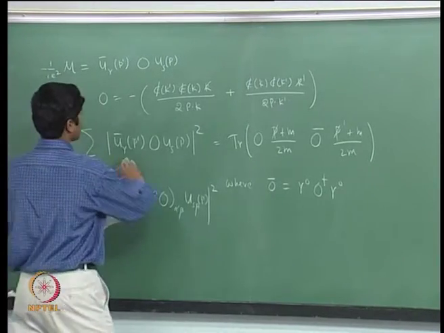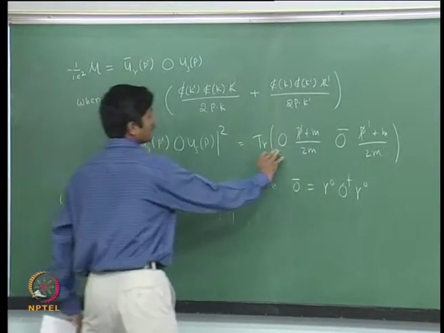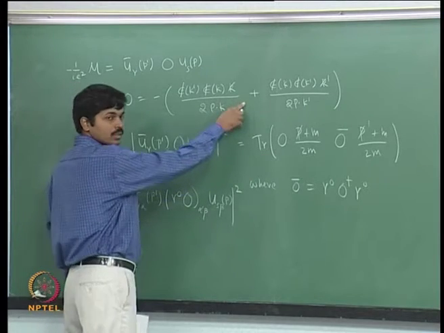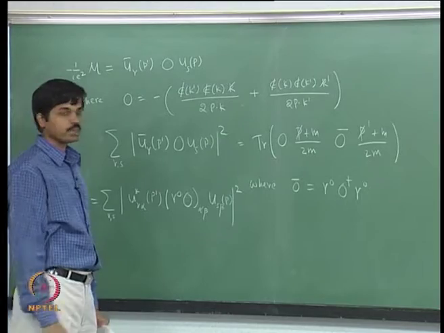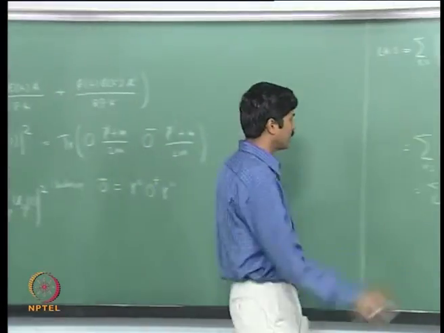So what we did is that we proved that the mod square of this quantity is equal to this. Now, what we will do is that we will substitute this value for the operator O, and then we will expand it, and we will see what we get.